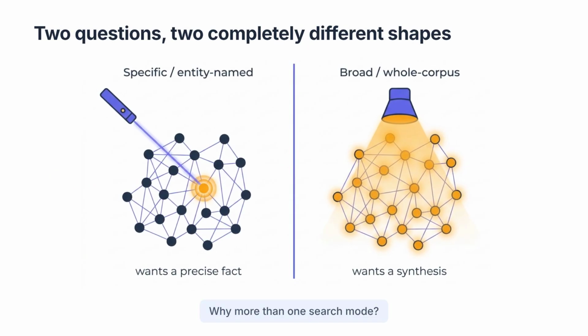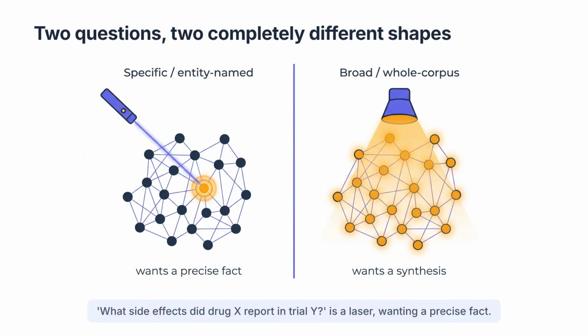Why more than one search mode? Because questions come in different shapes. What side effects did drug X report in trial Y? That's a laser, wanting a precise fact. What are the major themes across this corpus? That's a floodlight, wanting a synthesis. No single strategy is great at both, so GraphRAG gives each its own mode.